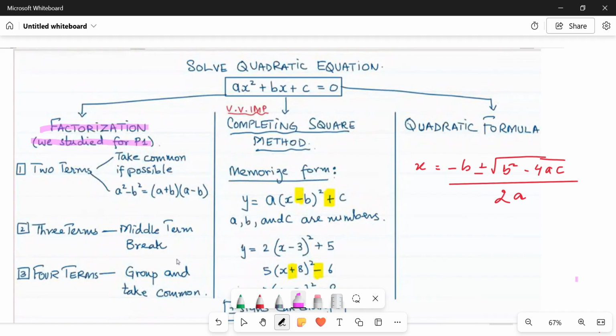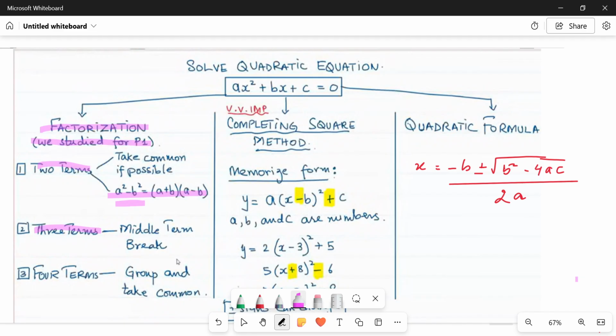It's very important that you must identify when you need to take a common factor. Okay, and then if there are two terms, what we need to do is use a formula, which is a squared minus b squared equals a plus b and a minus b. This also we have learned in grade 8. Now if the two terms, you need to use the identities, right? This is the third identity.